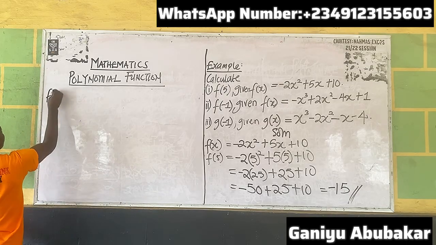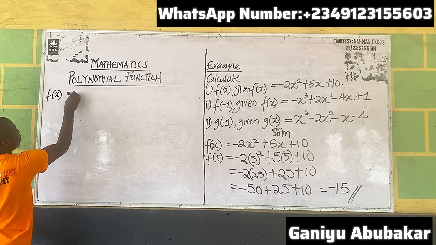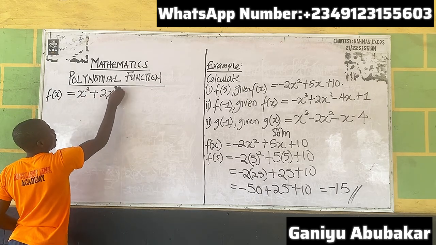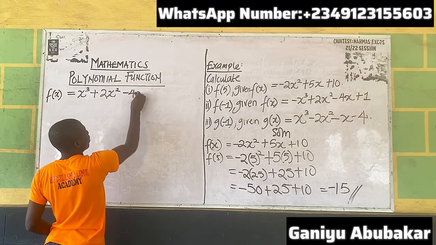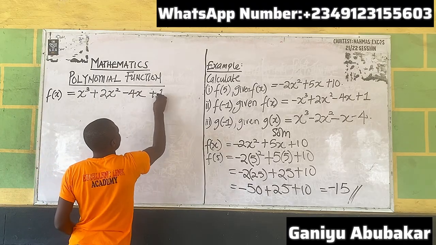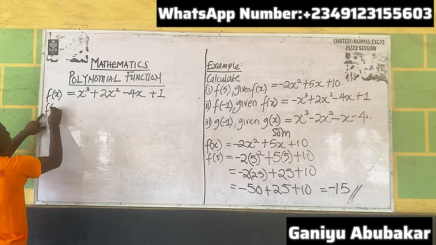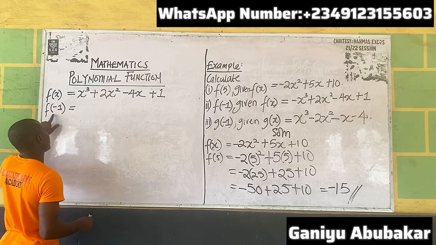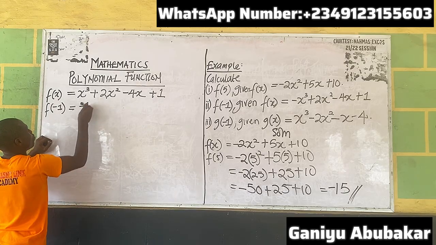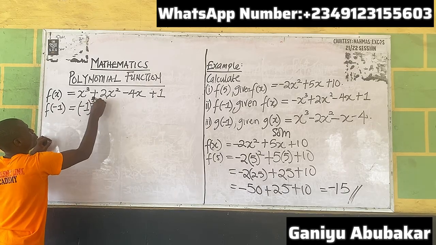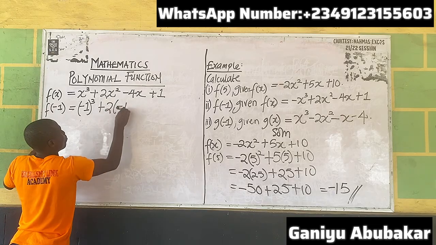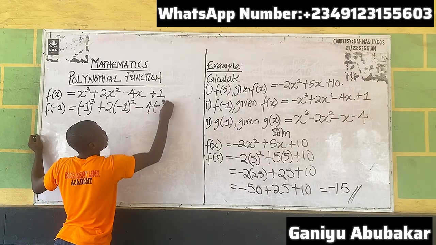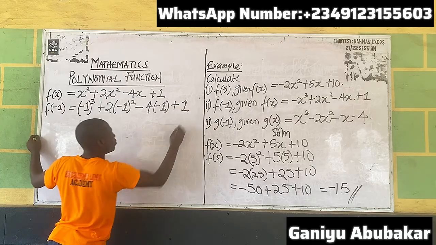They give us f of x for number 2 equal to x cubed plus 2x squared minus 4x plus 1. They said f of x here was what? Negative 1. So let's find f of negative 1. f of negative 1 gives you (minus 1) all cubed plus 2 into (minus 1) all squared minus 4 into minus 1, then plus 1.